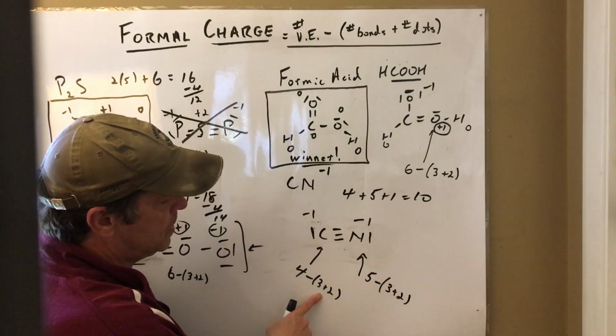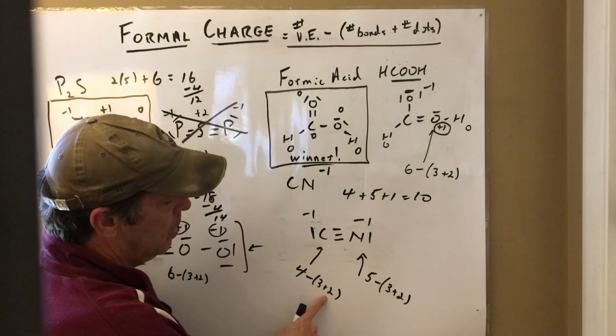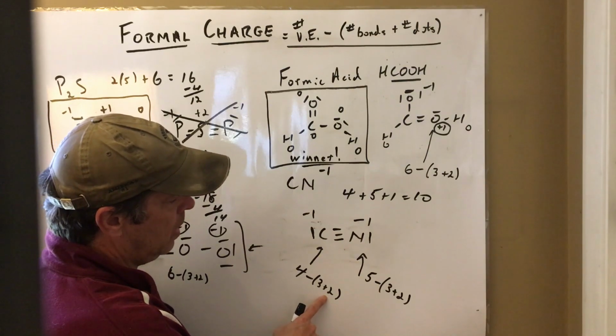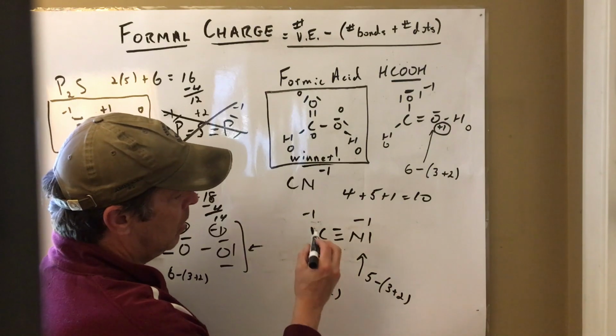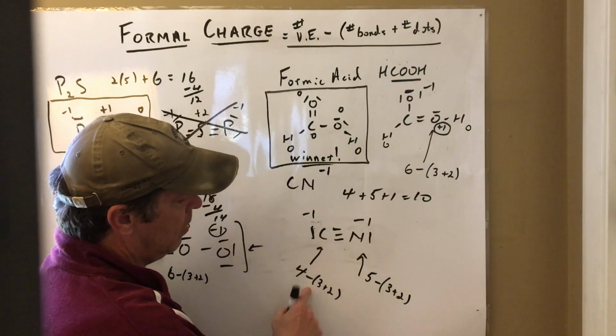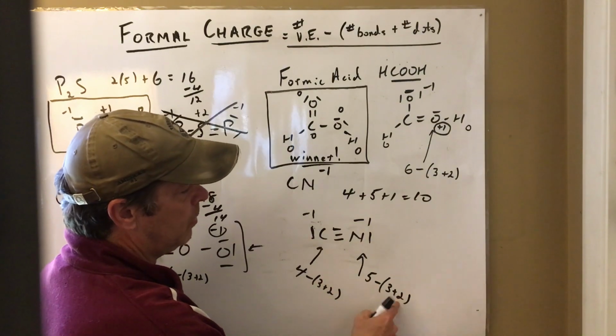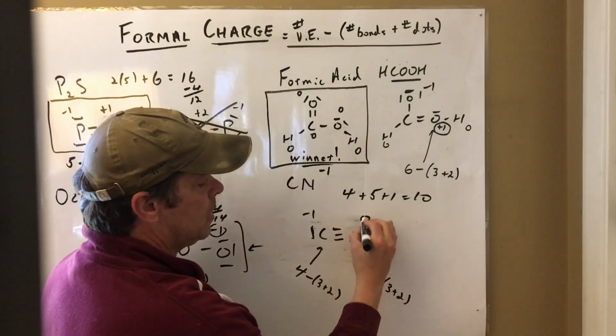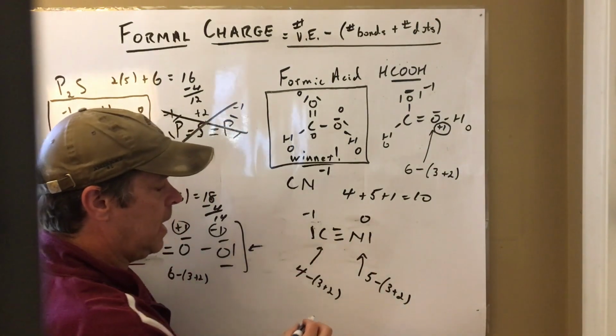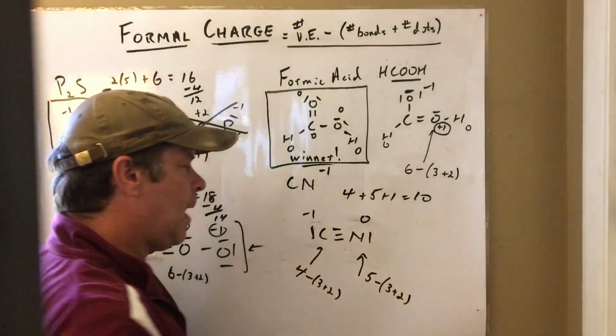So I messed this up somehow. 4 minus 5 is -1. 1, 2, 3, 4, 5. That's right. And this guy's 5 minus 5 is 0. That's the mistake.